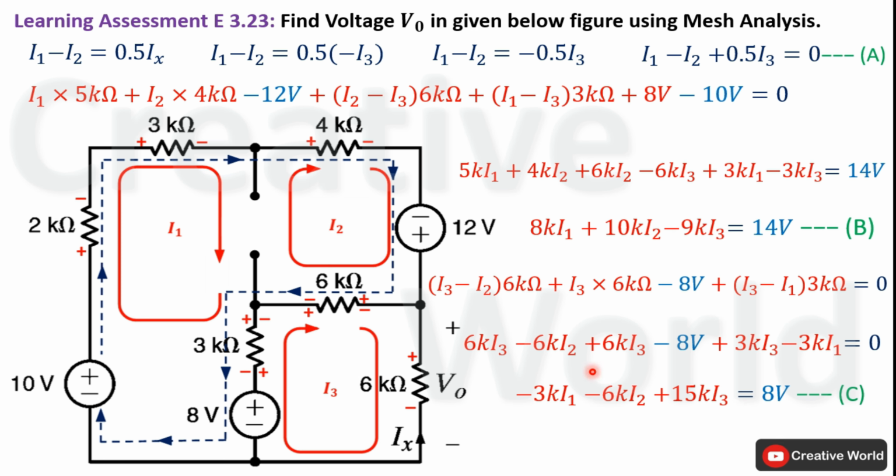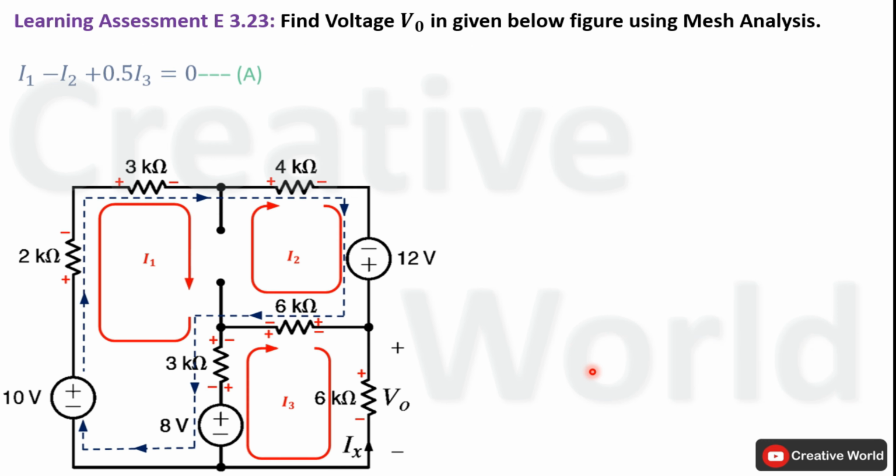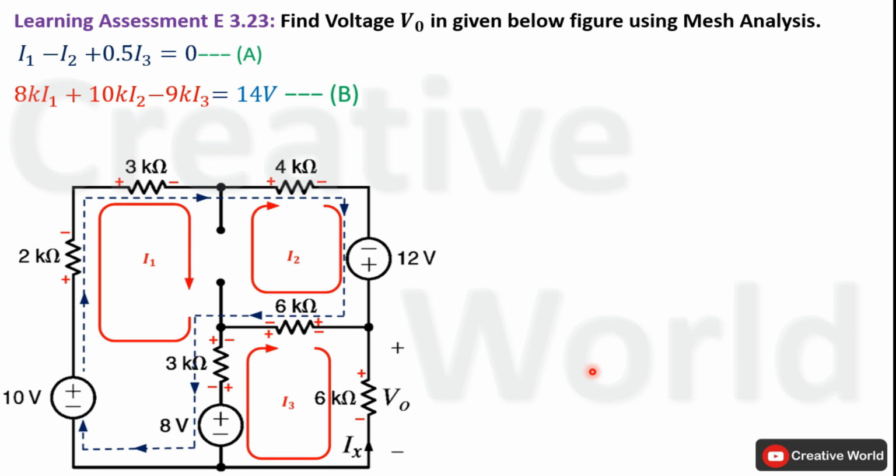Up to this point, we have retrieved three mesh current equations from this network which are labeled as equation A, B and C. In order to find the value of current I3, we will solve these equations. We are interested to find the value of current I3 because we have to find the value of voltage V0. It is asked in this scenario, and voltage V0 is equal to current I3 multiplied by 6 kilo ohm.